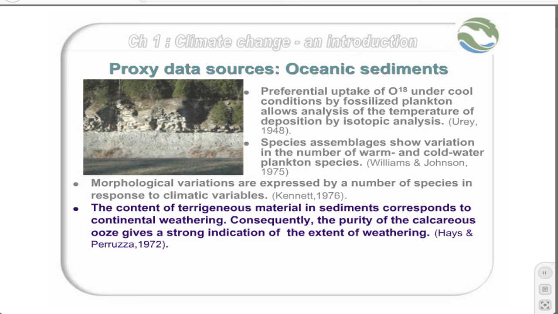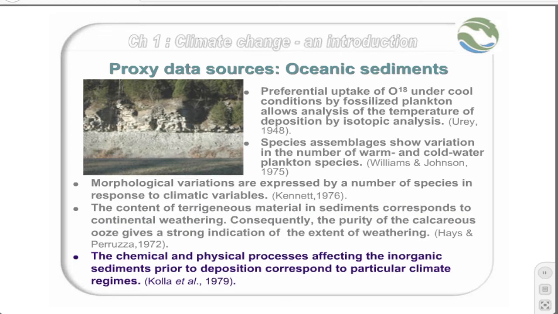The content of terrigenous material in sediments corresponds to continental weathering. Consequently, the purity of the calcareous ooze gives a strong indication of the extent of weathering to which the continents were subjected, and therefore the intensity of the climatic processes. The physical and chemical processes affecting inorganic sediments before deposition also correspond to particular climate regimes, and are evidenced by the form of the inorganic sediments.